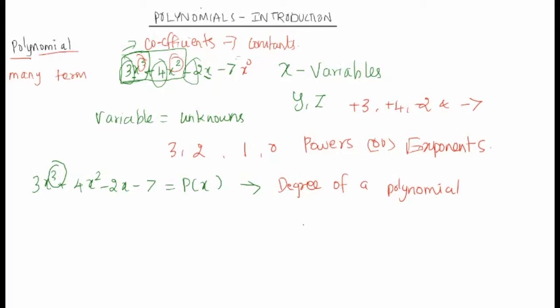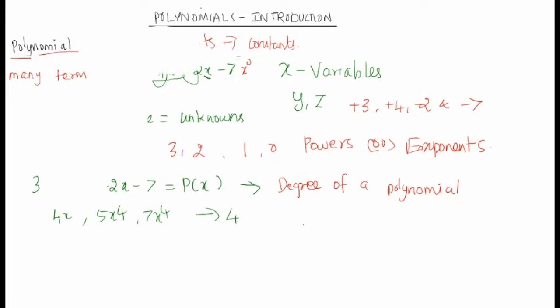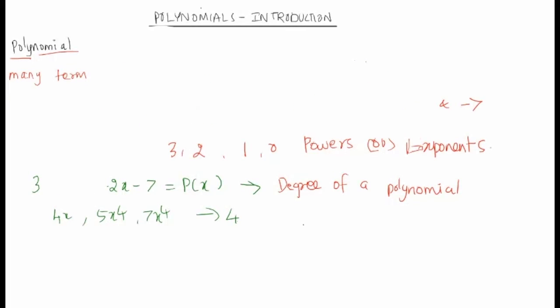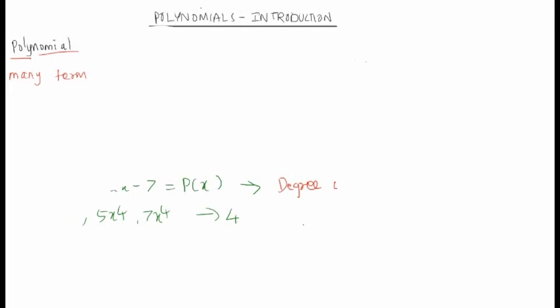Degree of a polynomial. Suppose there is a term with power 4, like 4x to the power 4, 5x to the power 4, 7x to the power 4. Then the degree would be 4. So this was a case with only one variable. What if a polynomial has more than one variable? To know about that, let us consider an example.